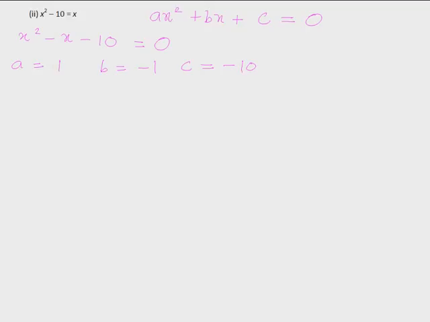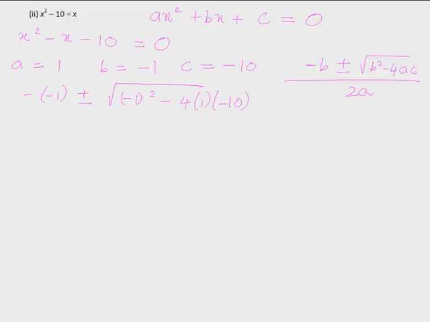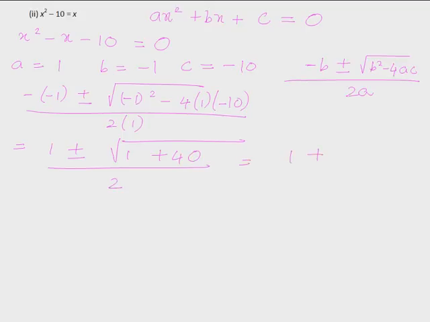Let's use our formula. Formula again, minus b plus or minus root of b square minus 4ac over 2a. That becomes minus of minus 1 plus or minus root of 1 square minus 4 into 1 into minus 10, the whole thing over 2 into 1. This becomes 1 plus or minus root of 1 plus 40 over 2. This is 1 plus or minus root of 41 over 2.